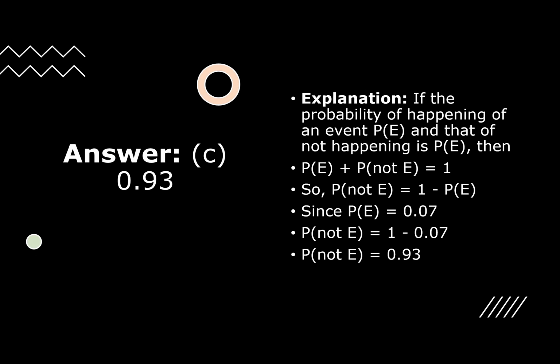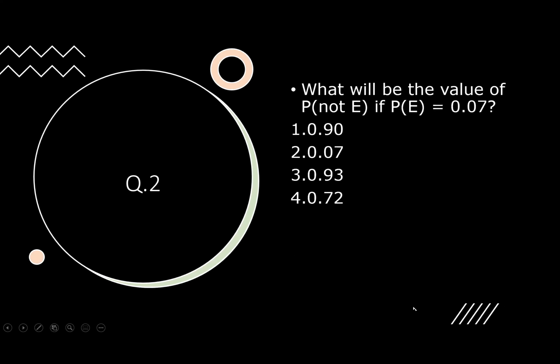Okay, the answer is 0.93. How come? As I have told you, the probability of an event and that of not happening, event and non-event, sum to 1. And if we know any one of these values, we can calculate the second one. So the probability of no event is 1 minus the probability of the event. And the event probability was 0.07. So 1 minus 0.07 is equal to 0.93. So the correct answer is 0.93.